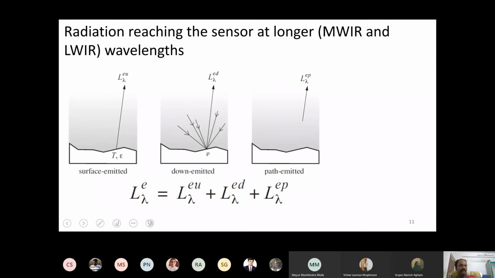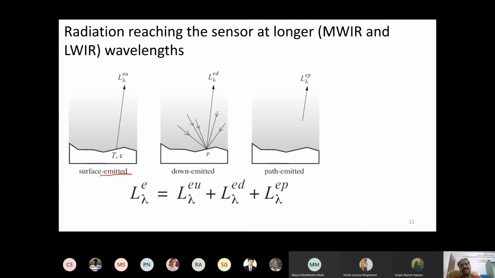Okay. Now we finished what reaches a sensor in the shorter wavelength, say less than 3 micrometers. Everything is reflected. Now we come to the longer wavelength. Longer wavelength means first we will talk about greater than 8 micrometers. That is long wave infrared region. I already said when the wavelength crosses beyond 8 micrometers, incoming solar radiation is almost zero. We can safely neglect it. So whatever the energy that reaches the sensor is essentially due to the energy emitted by Earth.